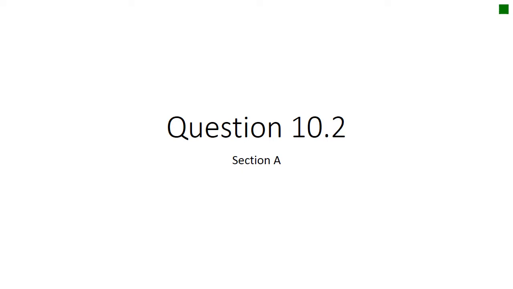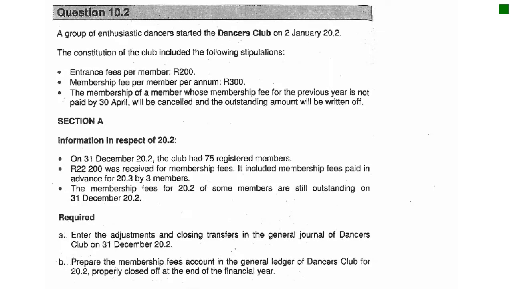In this video I'm going to be looking at question 10.2, which deals with membership fees. Question 10.2 is divided into two sections, so we'll first look at section A. They ask us to do adjustments and closing transfers in the General Journal of Dancers Club on the 31st of December 2002, and then prepare the membership fees account in the General Ledger of Dancers Club for 2002.